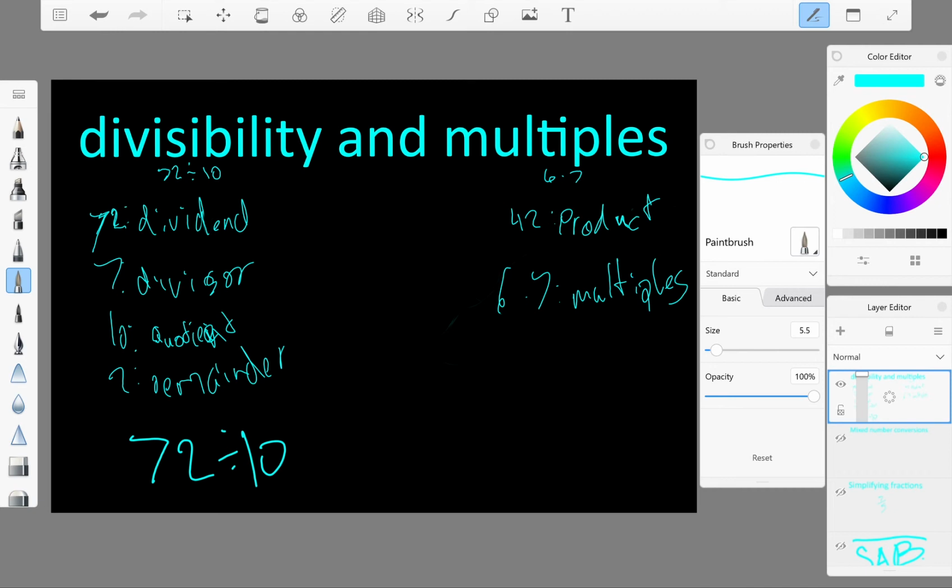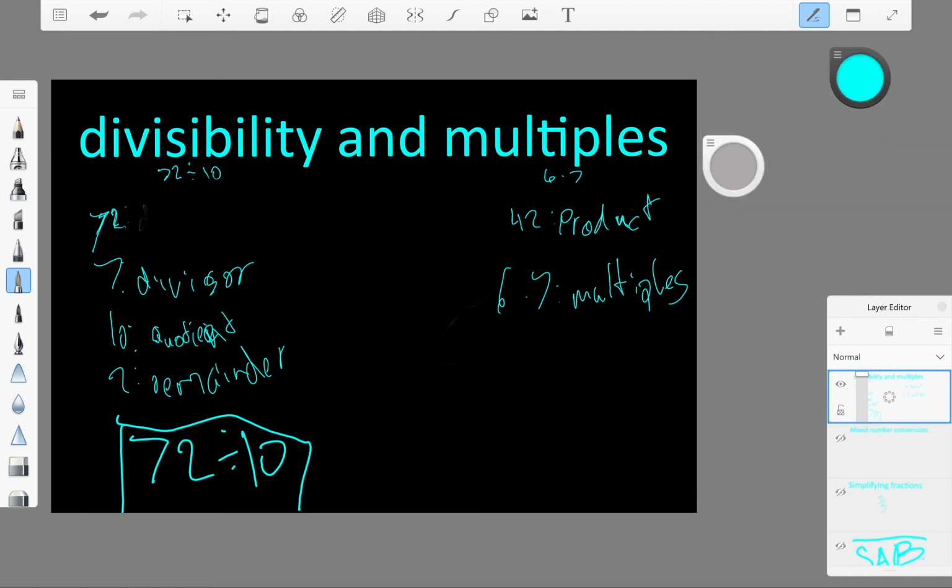Alright, so let's pretend we're doing 72 divided by 10. And man, I'm realizing my handwriting is really bad. Sorry. Okay, 72 is our dividend. And I don't know if that's how you spell it, but that's how we'll spell it. So 72 is our dividend. It's the number that's getting divided. The number that's dividing.